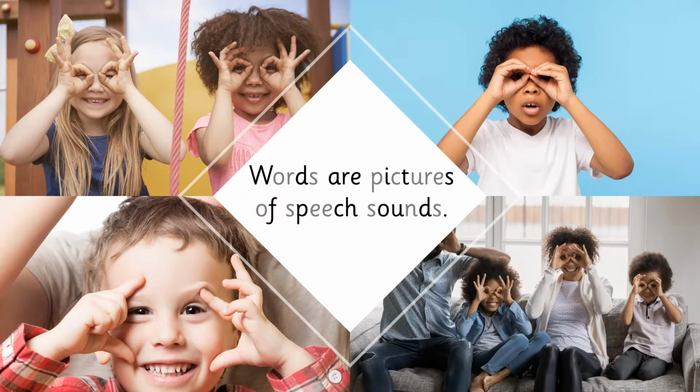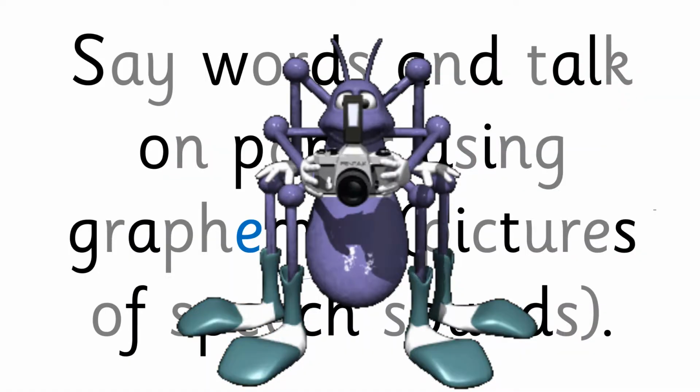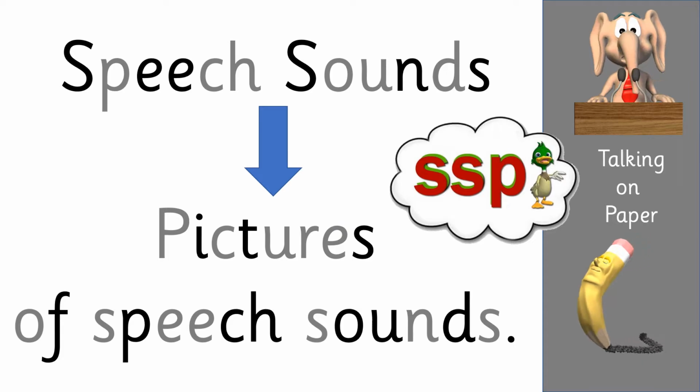Well, when we talk, we're using speech sounds. So when we write or when we're reading, those words are made up of pictures of speech sounds. We say words and we talk on paper using graphemes. I call them pictures of speech sounds. Speech sounds into pictures of speech sounds. That's what we're doing when we're talking on paper, when we're spelling words. Look, the elephant is talking.